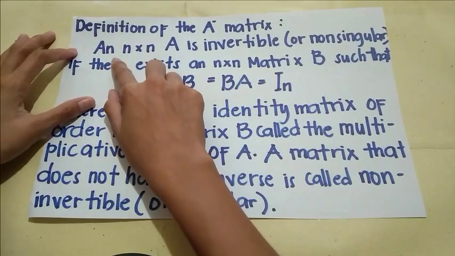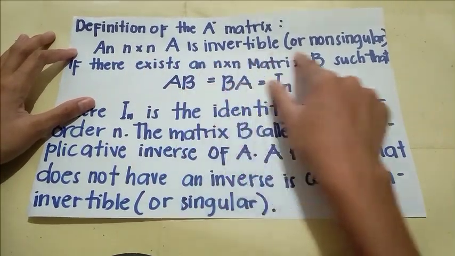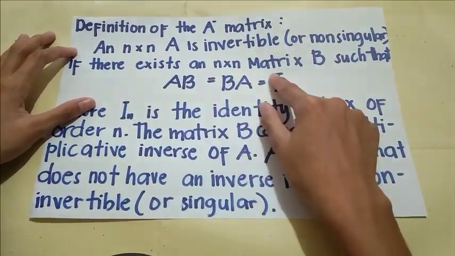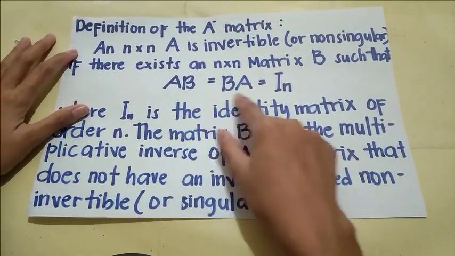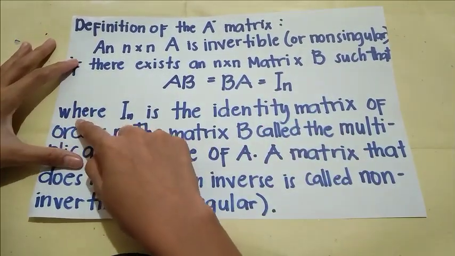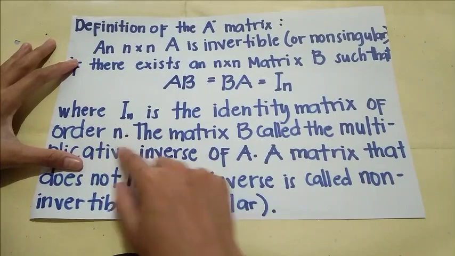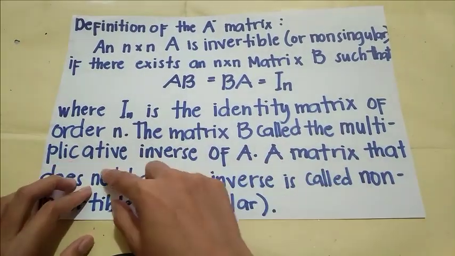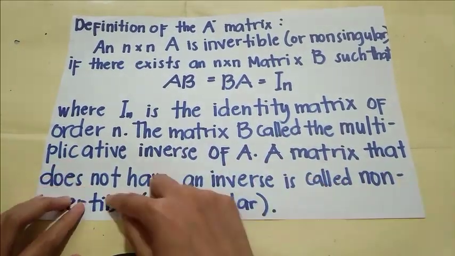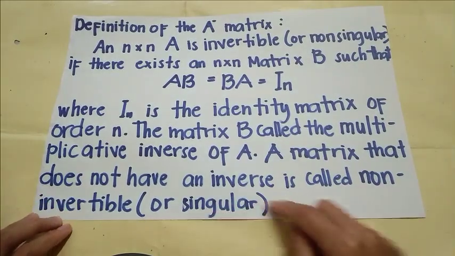Now for the definition, we have an n by n matrix A that is invertible or non-singular if there exists an n by n matrix B such that AB equals BA equals I sub n, where I sub n is the identity matrix of order n. The matrix B is called the multiplicative inverse of A. A matrix that does not have an inverse is called non-invertible or singular.